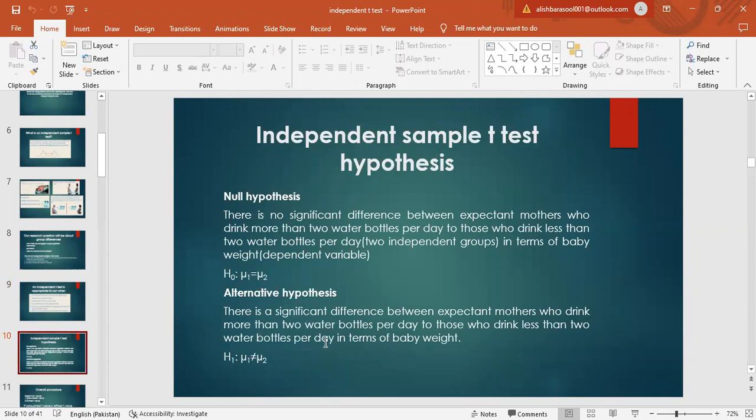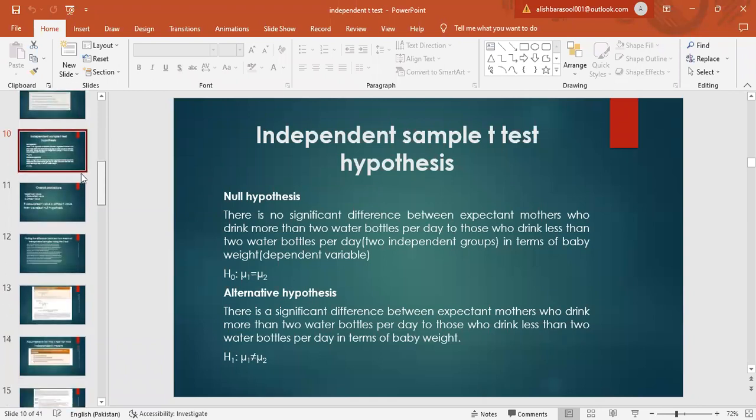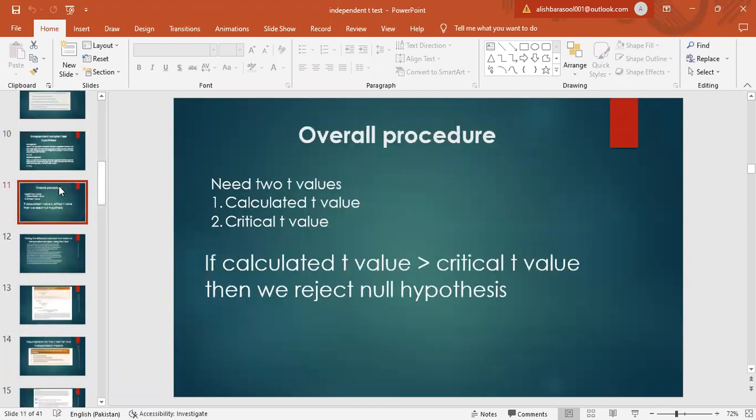Alternative hypothesis: there is a significant difference between the expectant mothers who drink more than 2 water bottles per day and those who drink less than 2 water bottles per day in terms of baby weight, which is mu1 is not equal to mu2. Overall procedure: we need two t-values, the calculated t-value and the critical t-value. If the calculated t-value is greater than the critical t-value, then we will reject the null hypothesis.